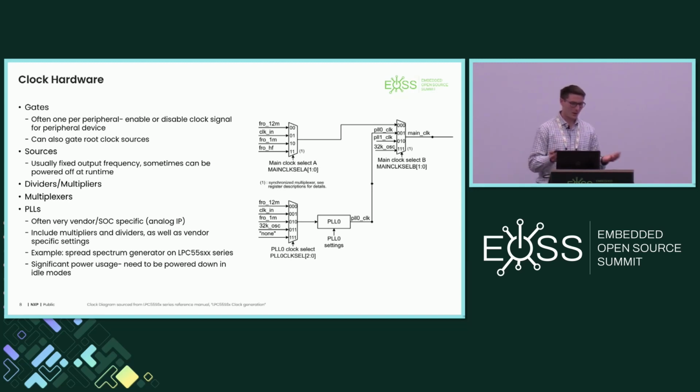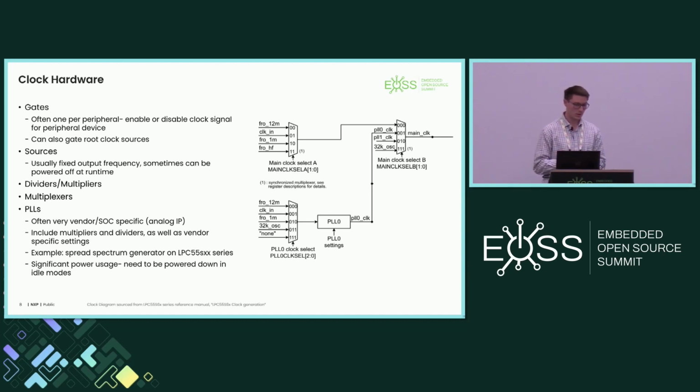So you have gates, often per peripheral. Additionally, you can sometimes gate root clock sources. And then sources themselves, you can sometimes power them off at runtime to save power. Beyond that, you have dividers and multipliers, very standard, just divide a clock, multiply it. And you have multiplexers, so the ability to select from a different set of sources to then clock a given output.